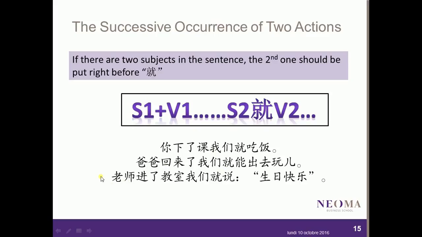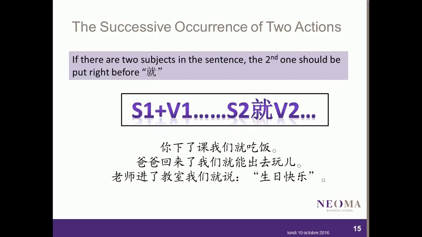Third sentence, 老师进了教室。老师, subject 1, 进了, verb 1, 教室, object. 我们, subject 2, 就, as soon as, 说, speak. 生日快乐, happy birthday. As soon as my teacher gets into the classroom, we will say happy birthday.